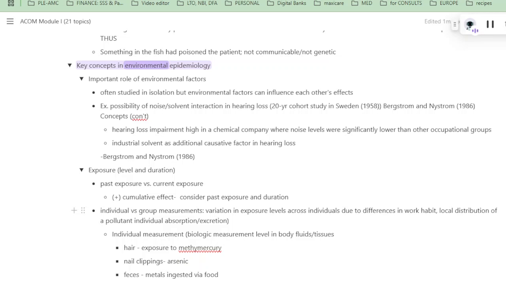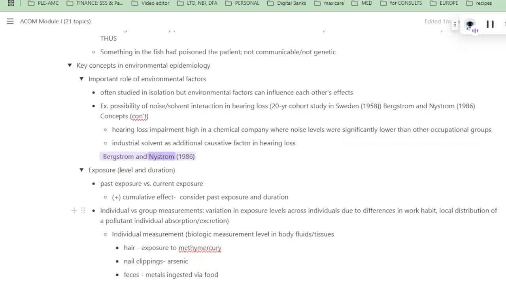Key concepts in environmental epidemiology. Important role of environmental factors. Often studied in isolation, but environmental factors can influence each other's effects. Example: possibility of noise/solvent interaction in hearing loss, a 20-year cohort study in Sweden. Hearing loss impairment was high in a chemical company where noise levels were significantly lower than in other occupational groups. Industrial solvent was an additional causative factor in hearing loss.